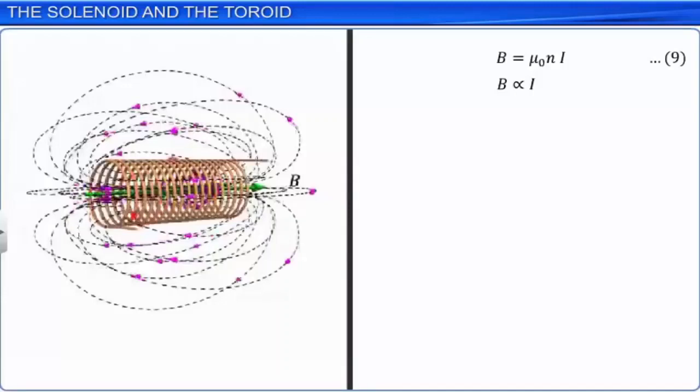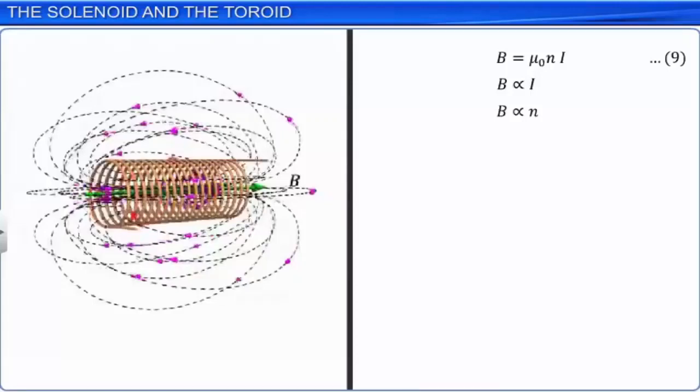B is proportional to n. That is, the magnetic induction is directly proportional to the number of turns per unit length of the solenoid, provided the current through the solenoid is constant. When the conducting wire is wound such that the turns are closely spaced, the number of turns per unit length increases. In this case, the strength of the magnetic field inside the solenoid also increases.